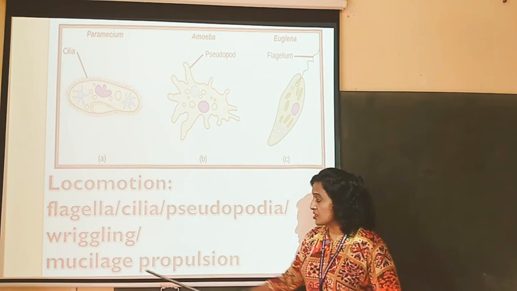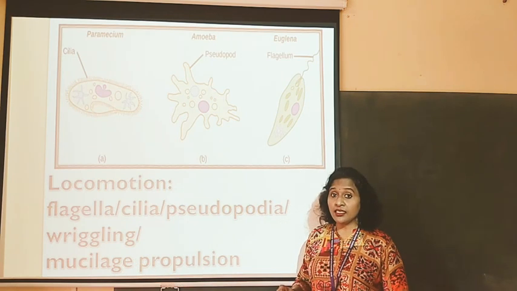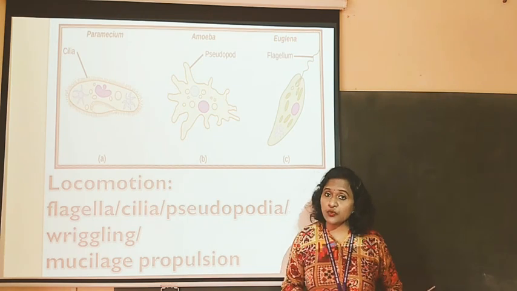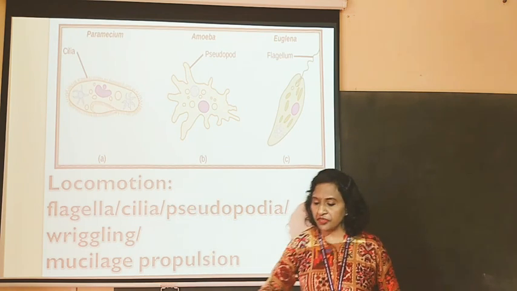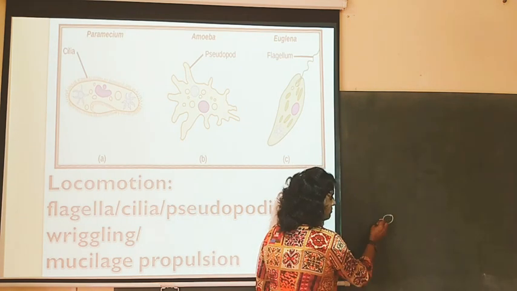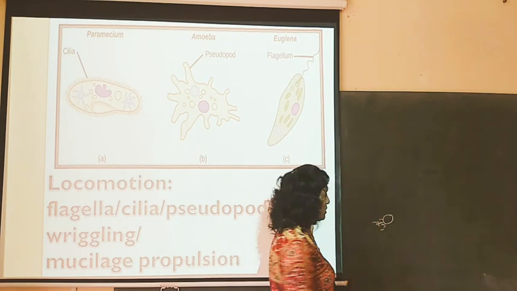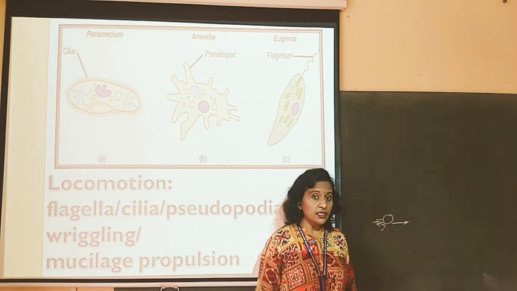Few organisms will have mucilage propulsion, wherein in one direction some secretion of mucilage will take place and in the opposite direction the organism will move. The organism releases the mucilage, okay, and moves in the opposite direction.